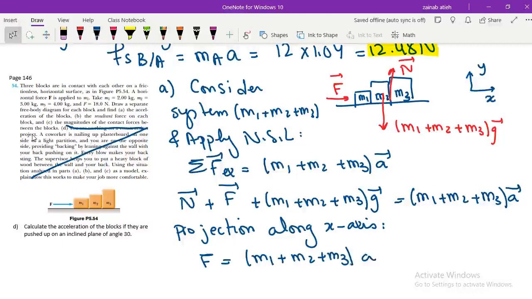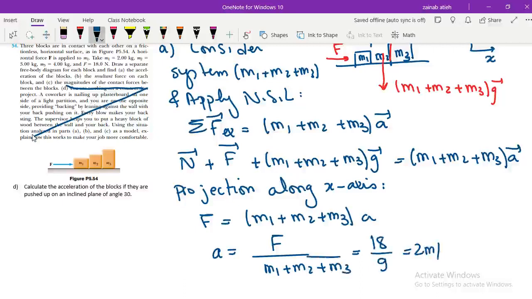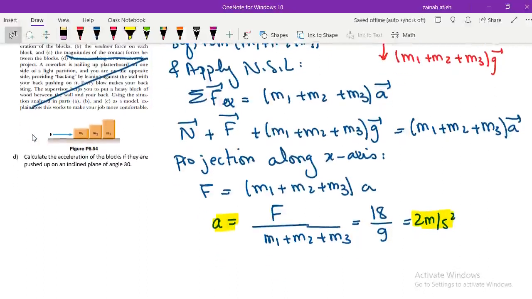I can now get A equals F over M1 plus M2 plus M3. It's equal to 18 over 9. It's equal to 2 meter per second squared, and this is the answer. So this is the acceleration. This is part A. In part B بقلنا the resultant force on each block, sum للF on block 1, sum للF on block 2. So this is easy. This is part B.